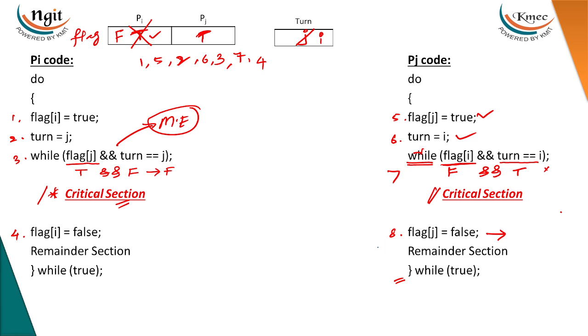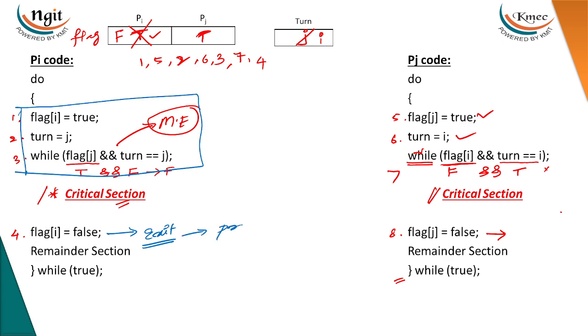Now let's discuss progress and bounded waiting, because this particular part of code is providing mutual exclusion. The exit section code provides the property of progress and bounded waiting. How? Because until and unless this particular process PI comes out and executes this particular flag of I equal to false, PJ's while loop will not be broken.